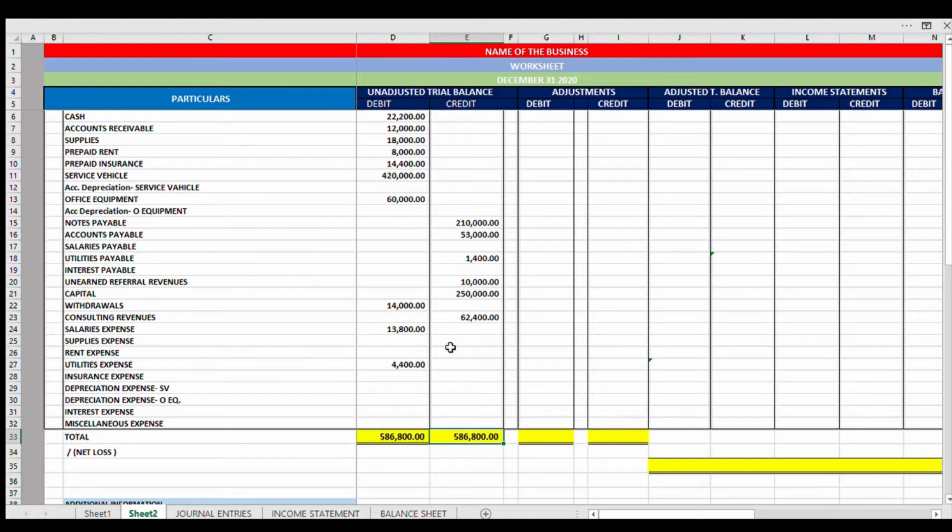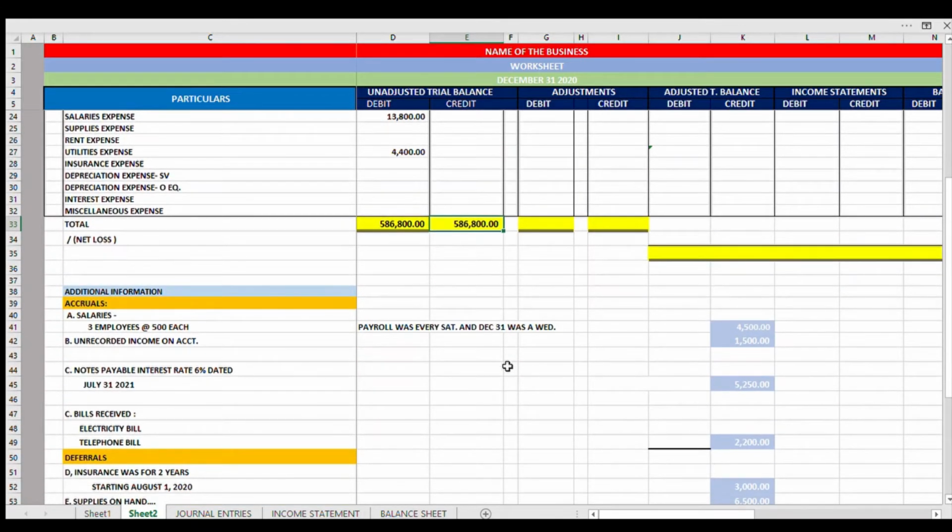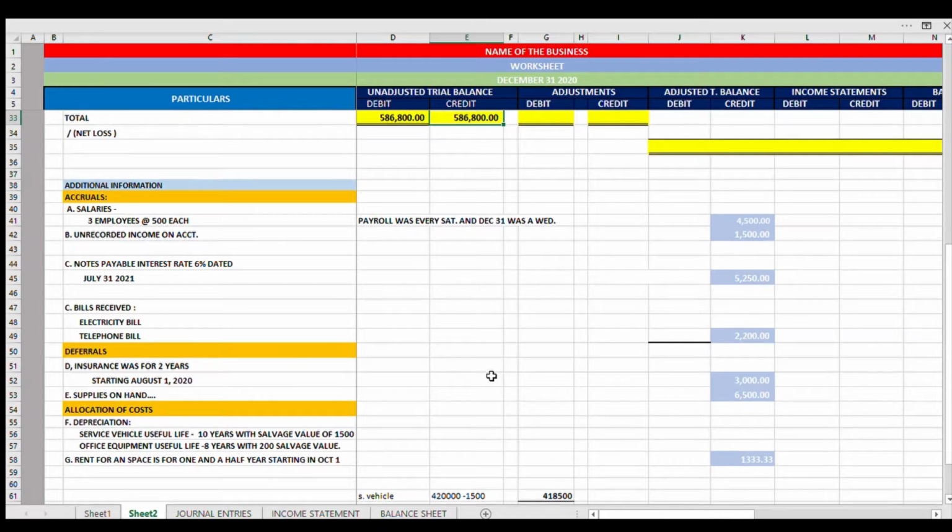next procedure, which is the adjustments. Pagka may balance ng ganito, we can now proceed to the adjustments. And these adjustments will be provided by the information. So, let us hurry it up and go on para matapos natin siya. Okay? So, ang additional information given, actually, in the adjustment procedure, there are a few items to consider.